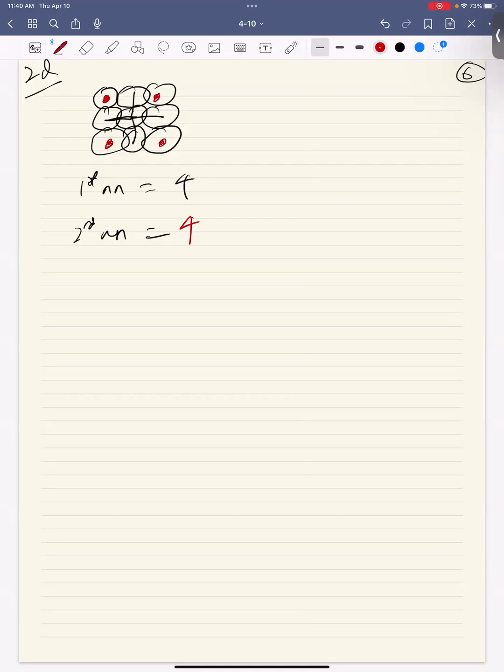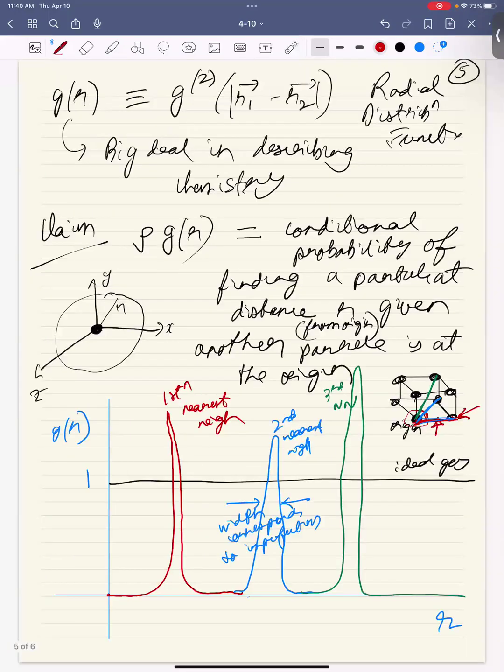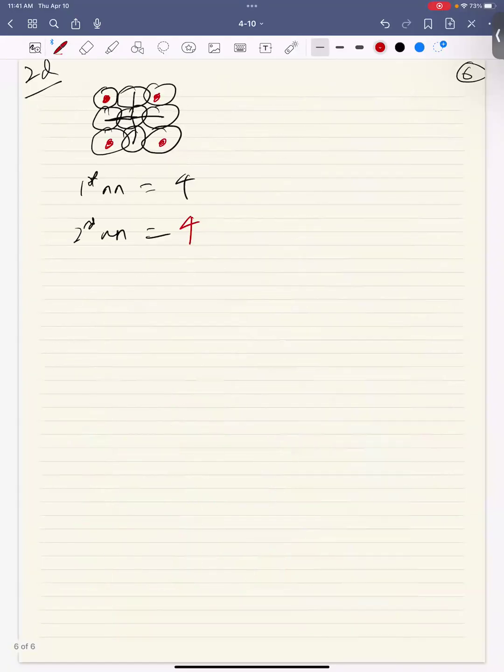What does it tell me about rho g of r for a 2D crystal? The peaks should have the same height for the first and the second. For the third, I will have to draw more things, and you can go and count, you get the idea. So if I was plotting g of r, it would look something like a peak over here and exactly the same height peak over here, because the coordination numbers are the same. And so on.